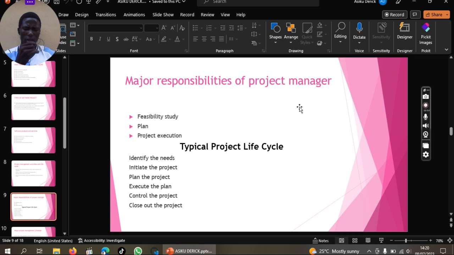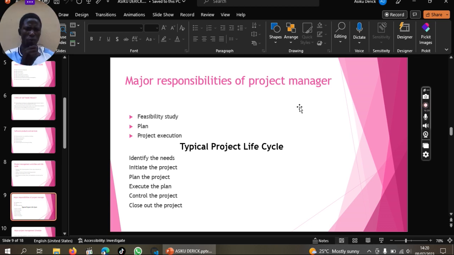Then let's talk about the major responsibilities of a project manager. In software development, what is the role of a project manager? The role of a project manager is first to do a feasibility study, to analyze: is this project worthy? Is this project feasibly worthy? Is this project resourcely worthy? Does this project have the necessary things? And how shall the project be managed? All that is under feasibility study.